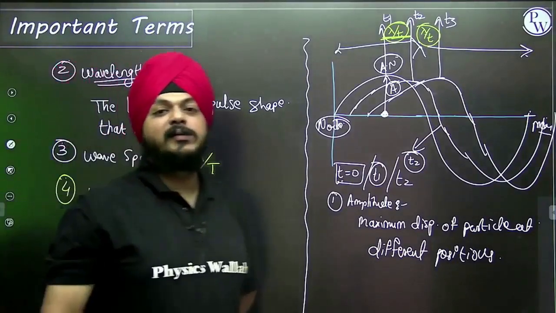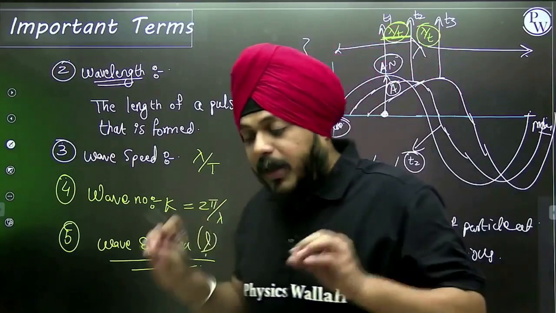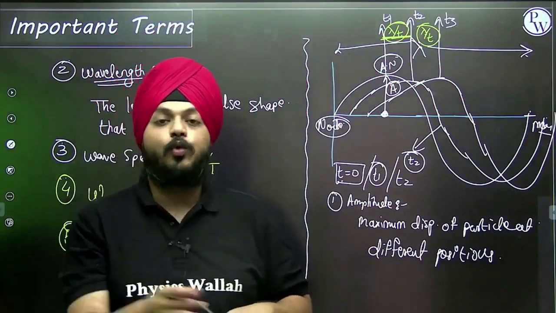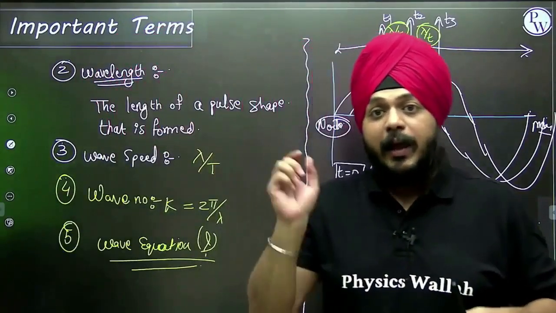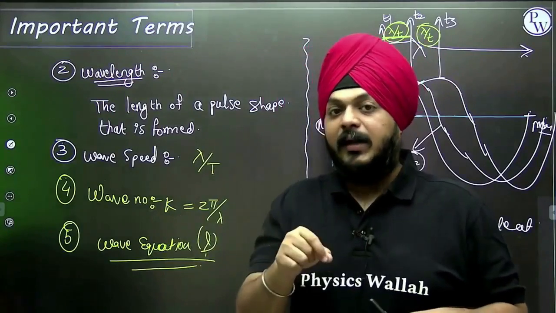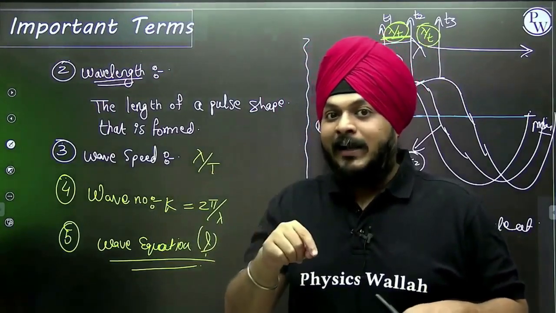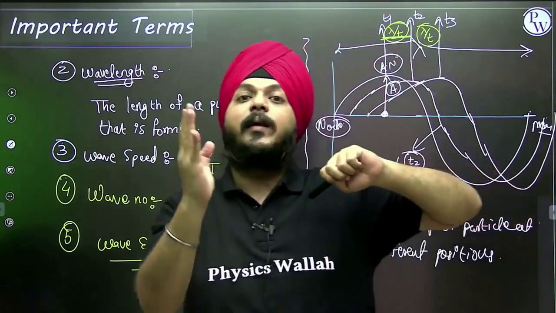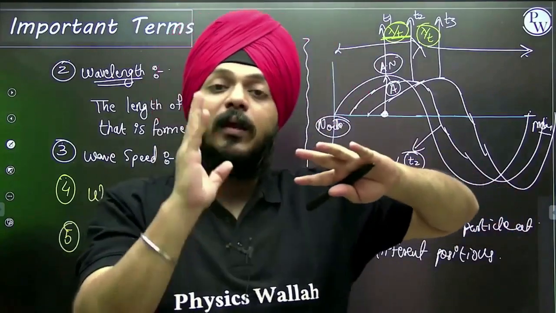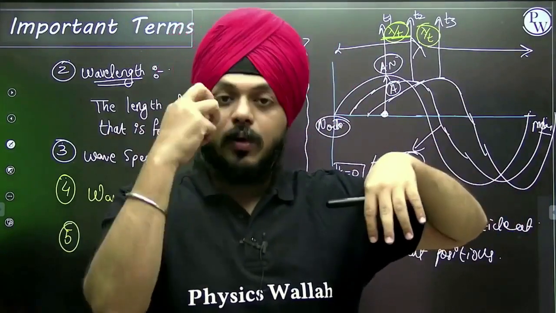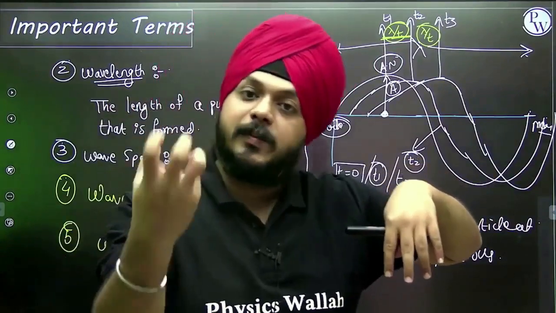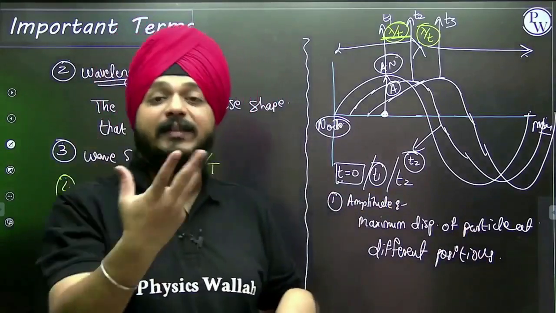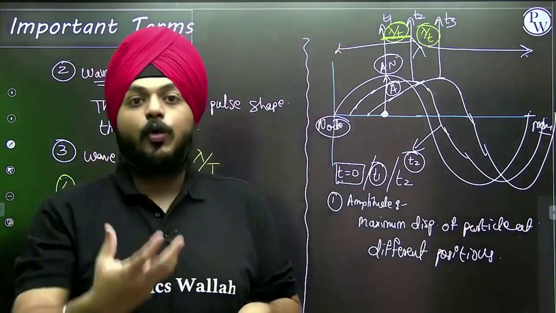Angular frequencies and everything you all are aware of. Now here in SHM only one phenomenon was going on: the particle was oscillating to and fro, for one particle, with nothing in the surrounding. I'm going to explain to you all the actual difference between SHM and waves. This is the most important question where the maximum number of students get confused. I'm going to give you the solution for that.